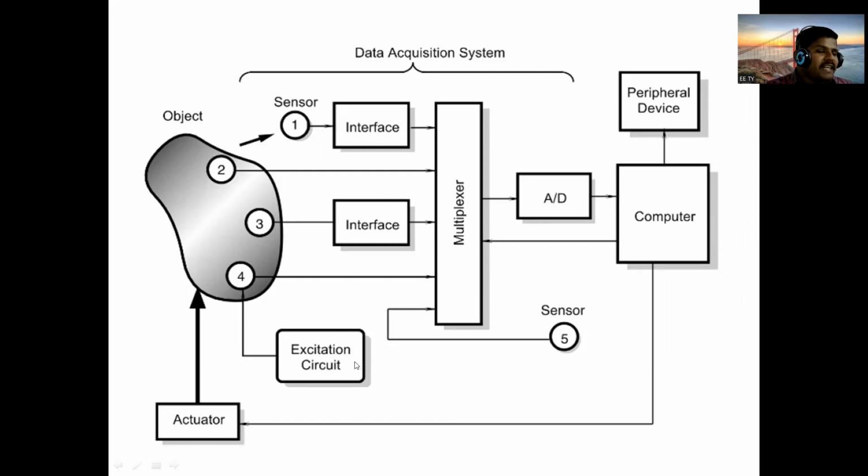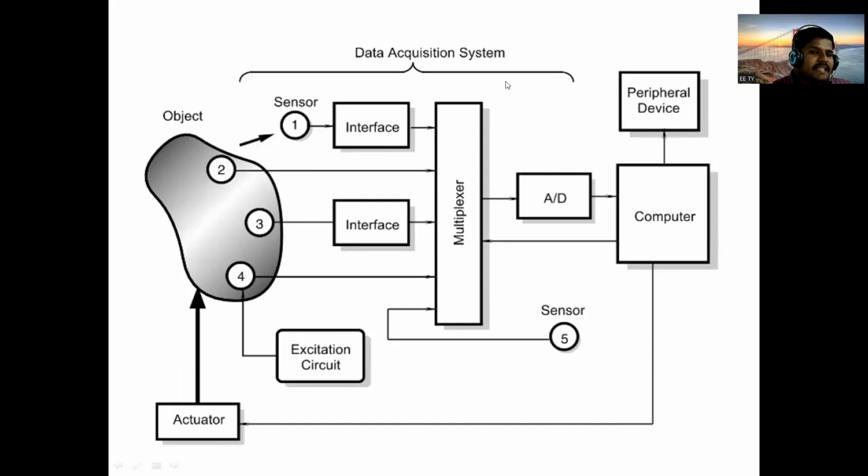Again, sensor 4 requires some excitation to enable its operation. So this sensor is called an active type of sensor, which requires some external energy or excitation, in the form of a voltage source or a current source. So this is nothing but active type. And passive type do not require an excitation circuit.